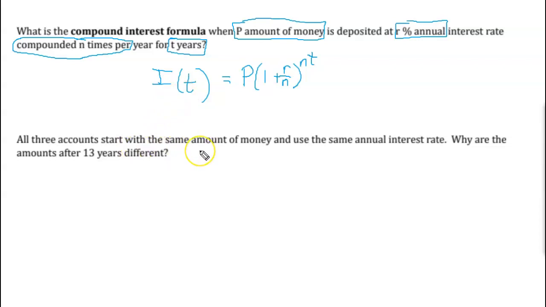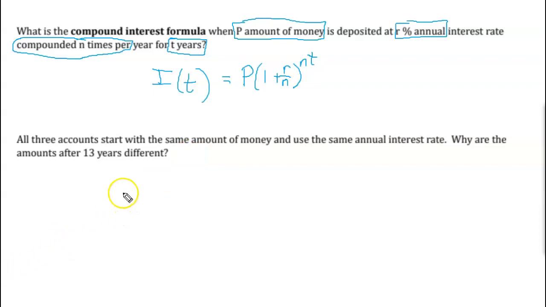All 3 accounts start with the same amount of money and use the same interest rate. Why are the amounts after 13 years different? Because we kept the money in the account for the same amount of time. We used the exact same interest rate. The only thing that changed was how often it was compounded.